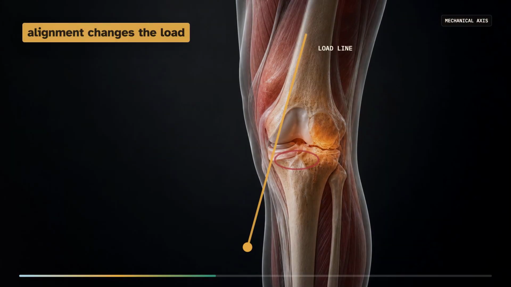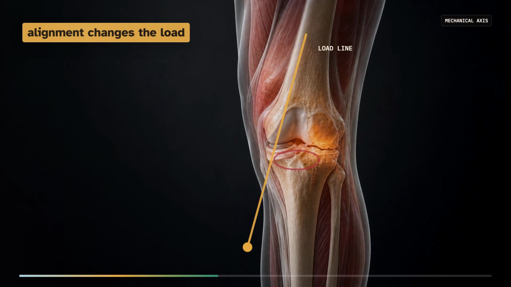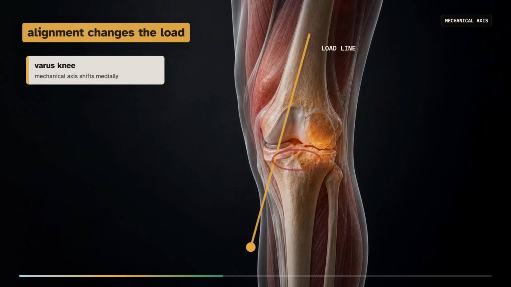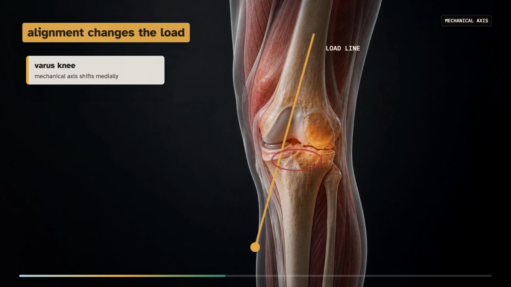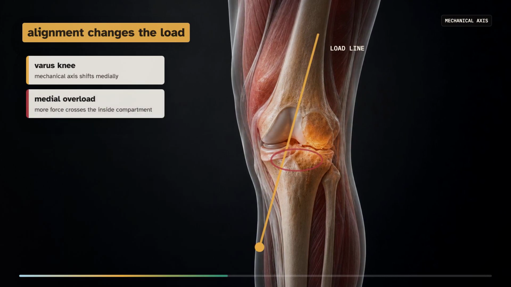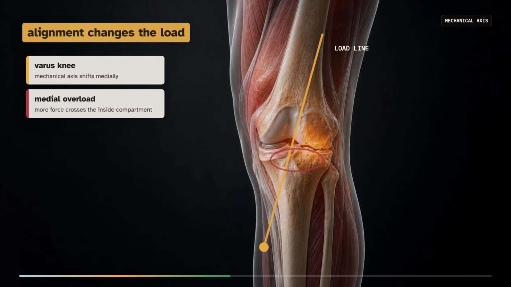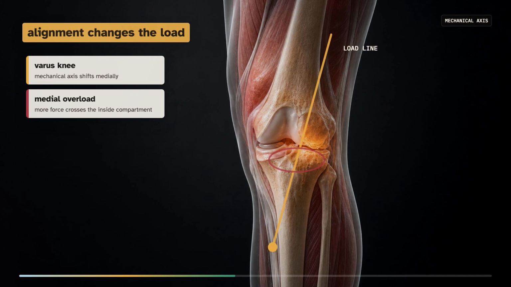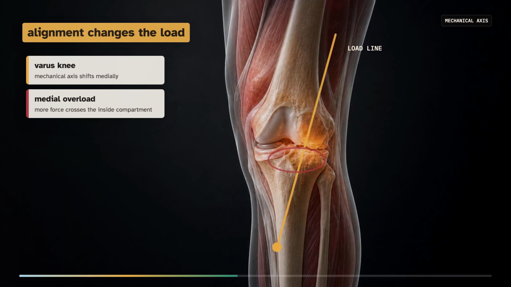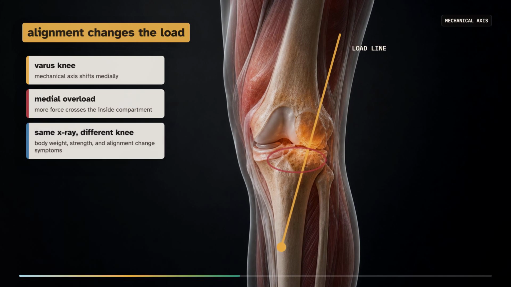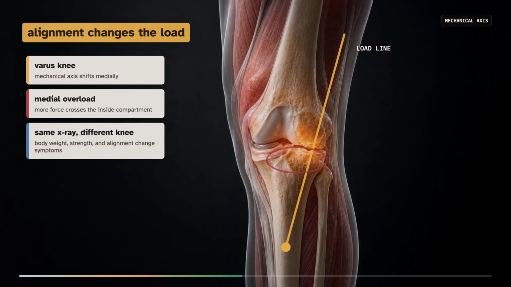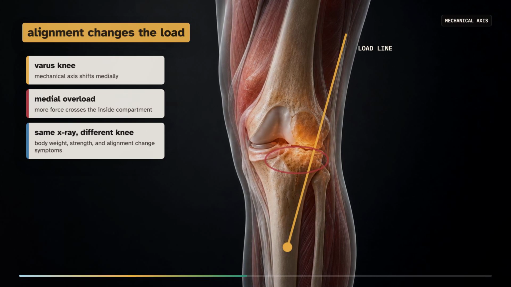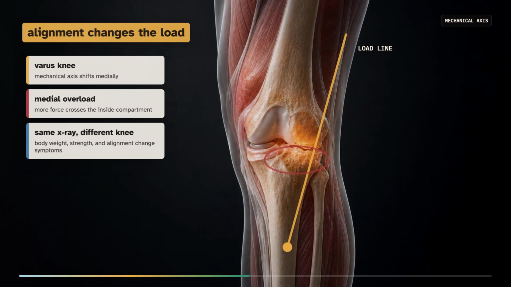Mechanics matters as well. If the leg is bowed into varus, the load line shifts toward the inside of the knee. That medial compartment then carries more force with every step, which can accelerate symptoms and joint space narrowing on that side. This is why two knees with the same cartilage loss can behave differently depending on alignment, body weight, muscle control, and activity. On a standing X-ray, medial compartment arthritis often shows narrowing on the inside of the joint, because that is where the overloaded contact area has been living.